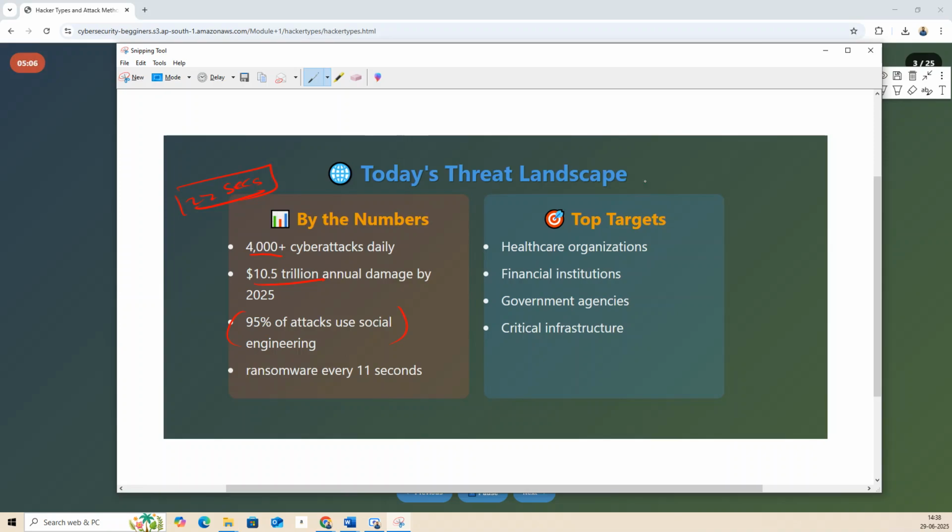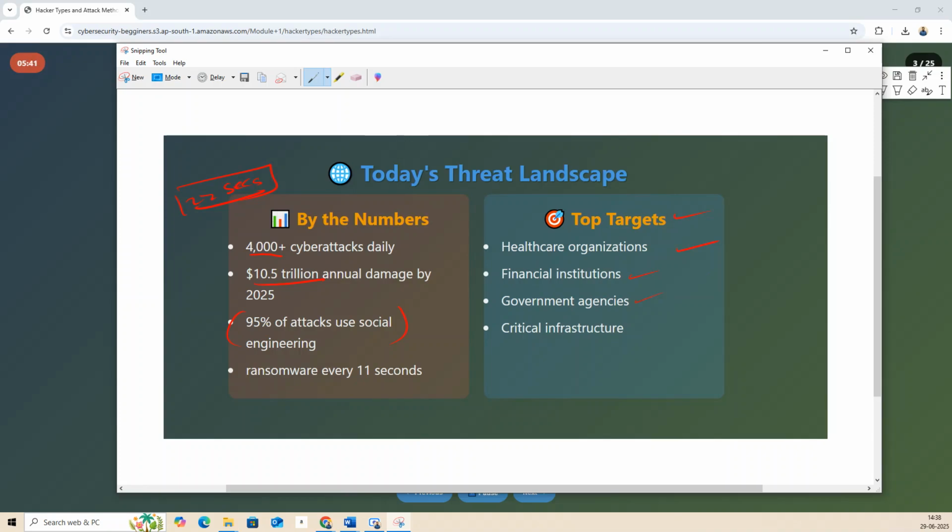Now, who are they targeting? We should get to know the top targets. Healthcare organizations are under constant assault because medical records are worth 10 times more than credit card numbers on the dark web. Financial institutions are obvious targets. That's where the money is, right? Government agencies hold state secrets and critical infrastructure data, which makes them a top target.